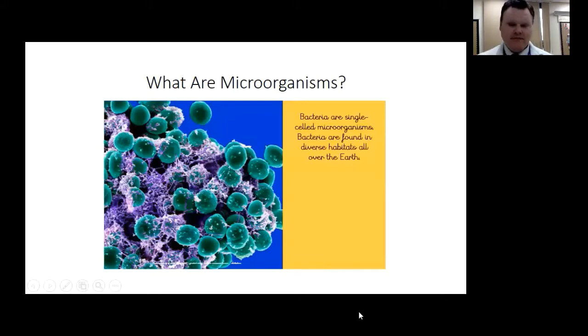Now, bacteria are single-celled microorganisms. Bacteria are found in diverse habitats all over the earth. So you'll find bacteria in so many different places. That's why it's really important to be clean, and for your parents to keep your house clean as well, because you have the bacteria, microorganisms, you can't see them. So you've got to keep things clean.